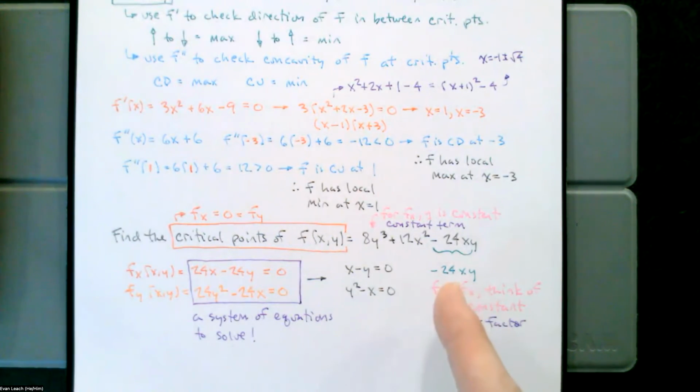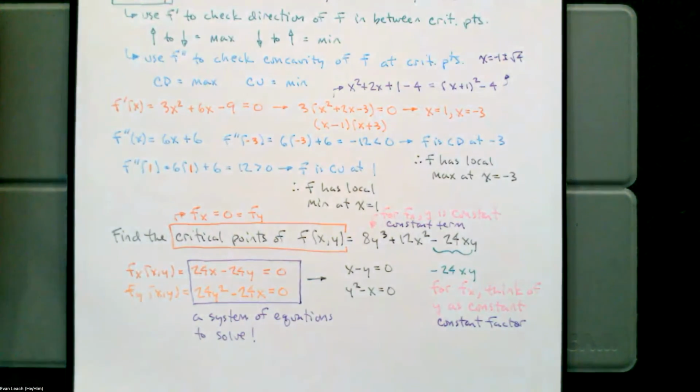But over here, that negative 24x, that's a constant factor. Always think, this is an x, the other variable is a constant. Is it a constant term or a constant factor? Oof, but now we got this nonlinear equation to solve, a system of equations to solve.